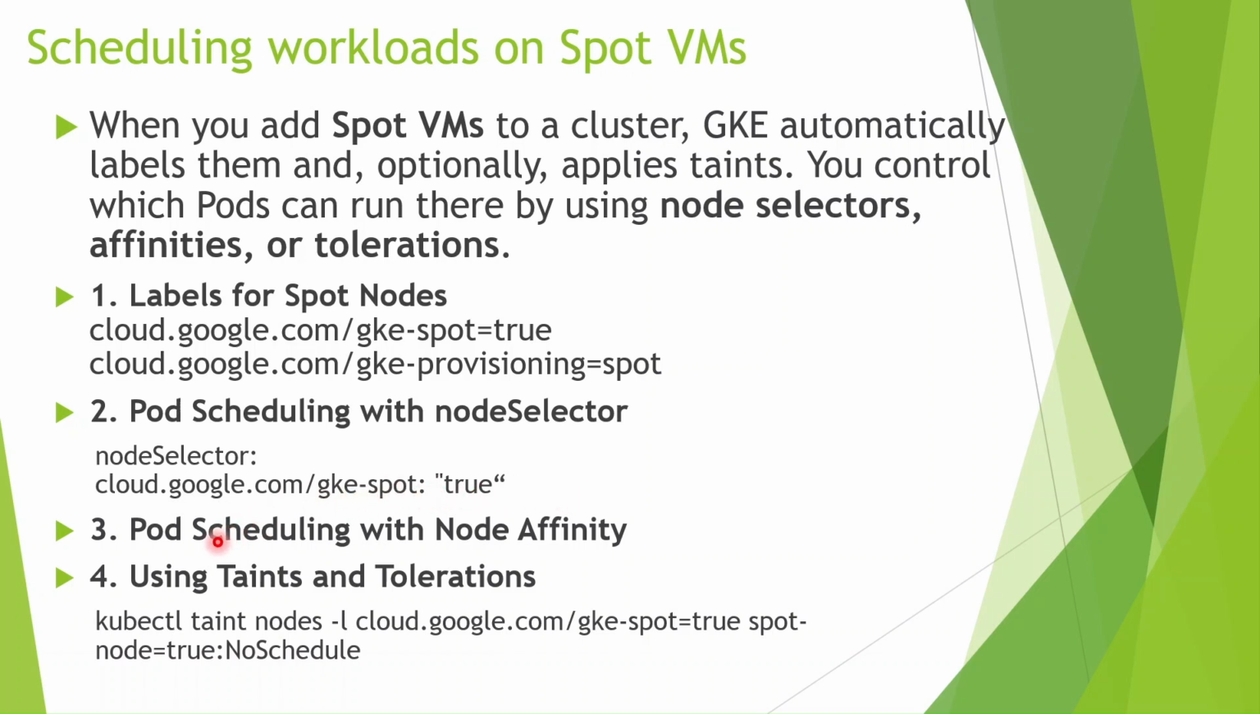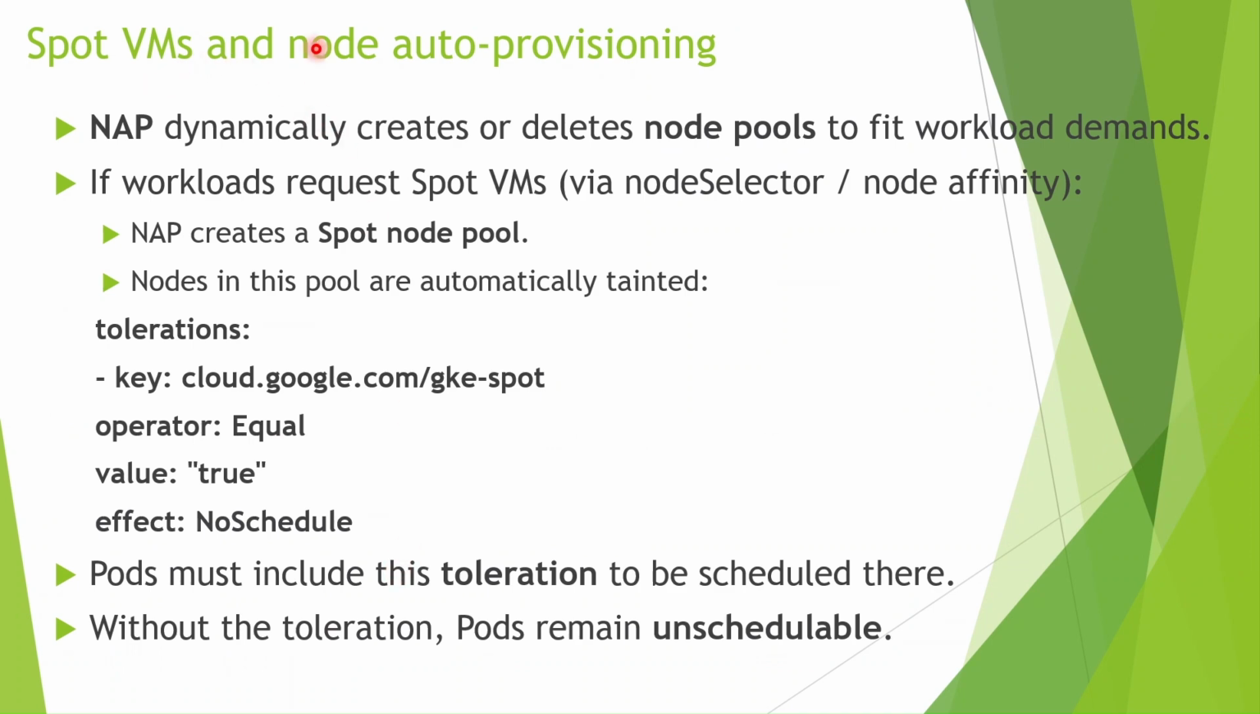You can even use pod scheduling with node affinity. This is a more advanced version of node selector, and you can use node taints or tolerations also. You can taint a node with NoSchedule so that no pod can be scheduled on that specific node, and any pod with a toleration that satisfies the taint can be scheduled on those nodes. I will show you how to do these taints and all this. I will not cover affinity and toleration in detail.